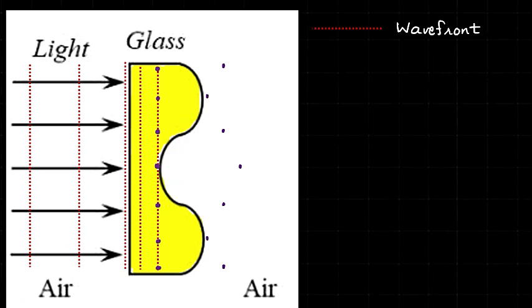So at the same moment, the ray that has come from here will reach here, the ray that has come from here will reach here. And now if I join them, I will get the shape of a wavefront at a future moment. So the shape of the wavefront at a future moment, when the rays have emerged out of the glass, would appear to be like that. And now the direction of propagation would be such that this wavefront is perpendicular to that.